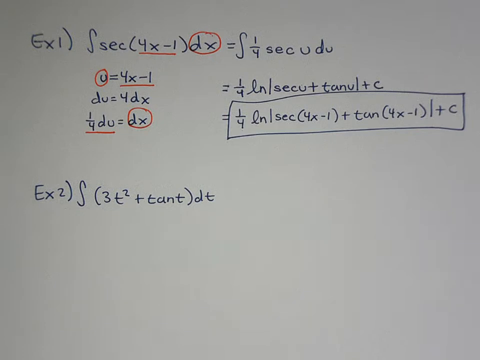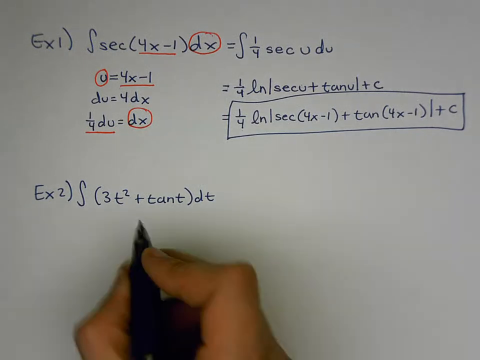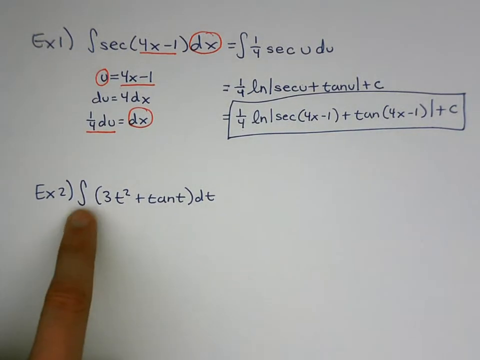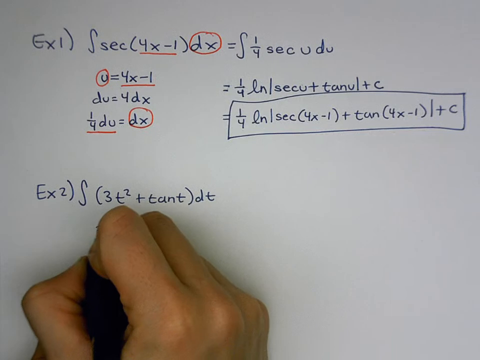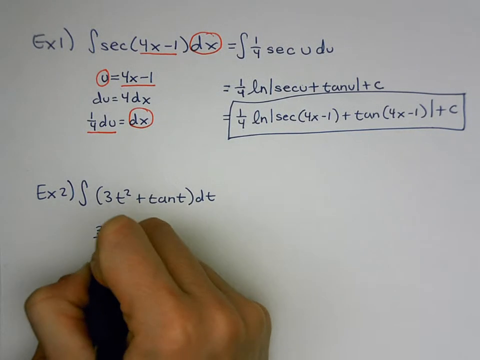Okay, so example 2, looking at this one, 3t squared, or I'm sorry, the integral of 3t squared, that's power rule. I don't have to worry about anything there, so I'm going to add 1 to the exponent and divide by the new exponent.